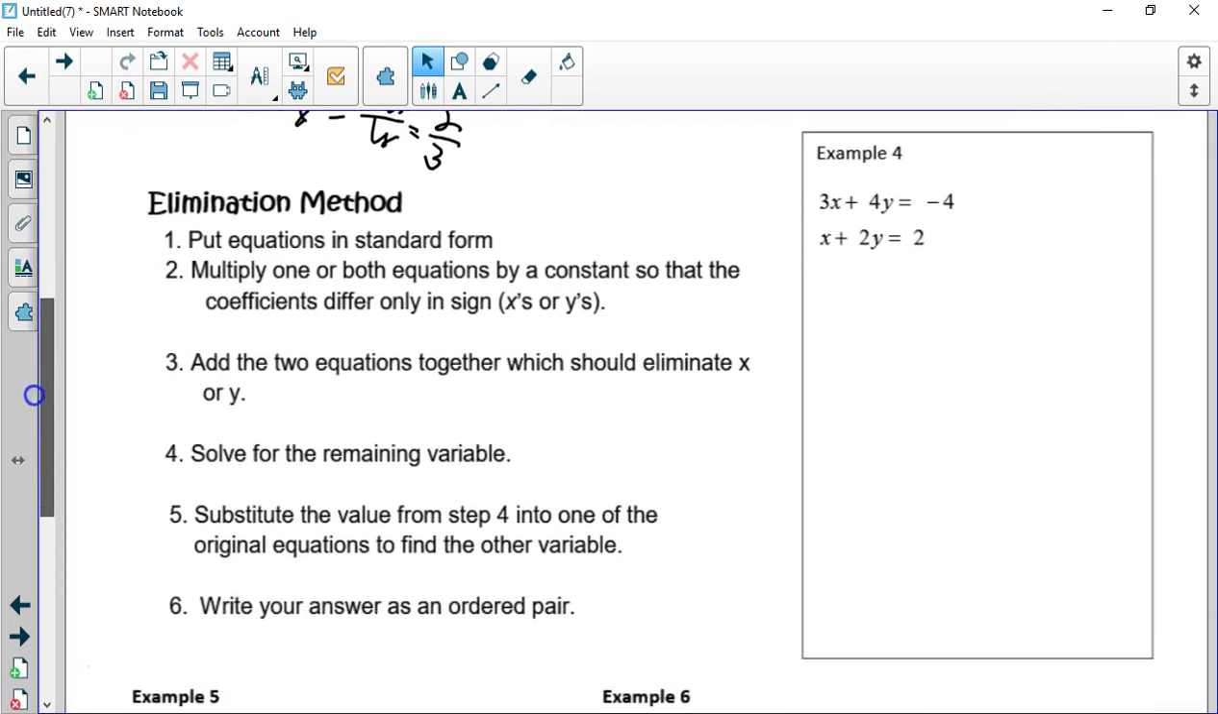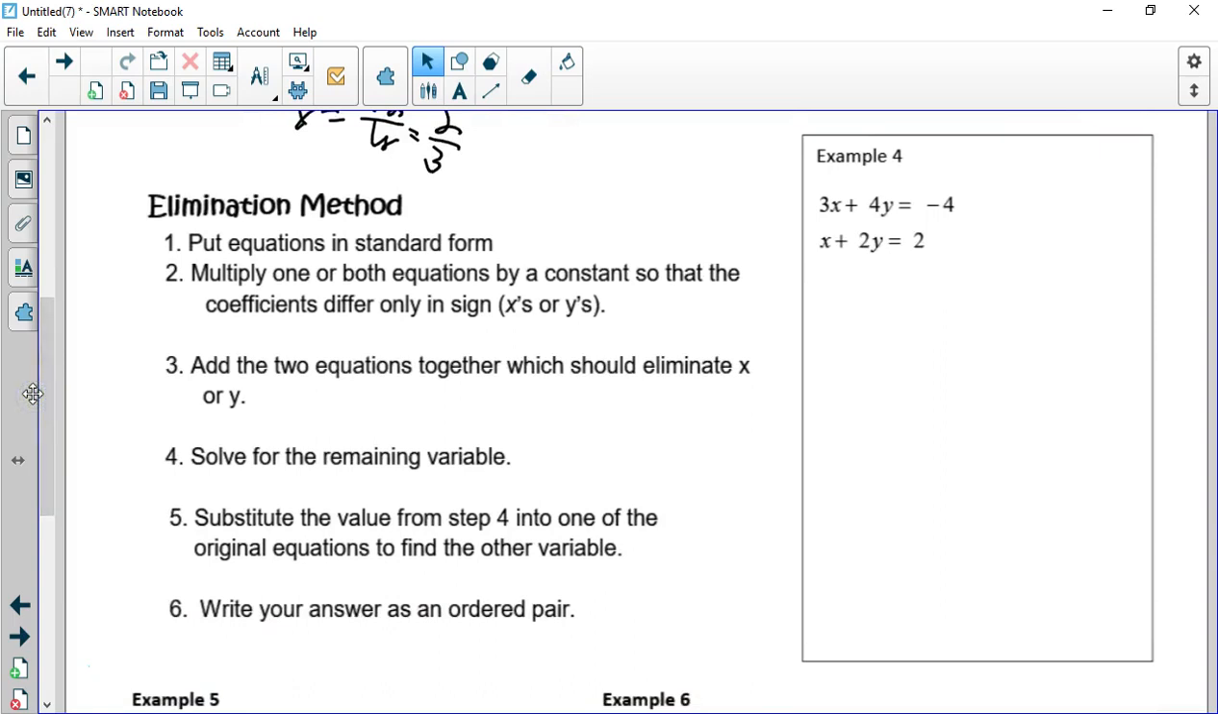All right, the elimination method. So, put the equation in the standard form, okay, which is example 4. You can see they already are. Then you're going to multiply one or both equations by a constant so that coefficients differ only in sign. So x's or y's doesn't matter, but you want one positive, one negative, like a +5 and a -5. Then you're going to add them together, which will eliminate either the x or y. Then we're back to the other problem. Solve the remaining variable, substitute back in, write your ordered pair.